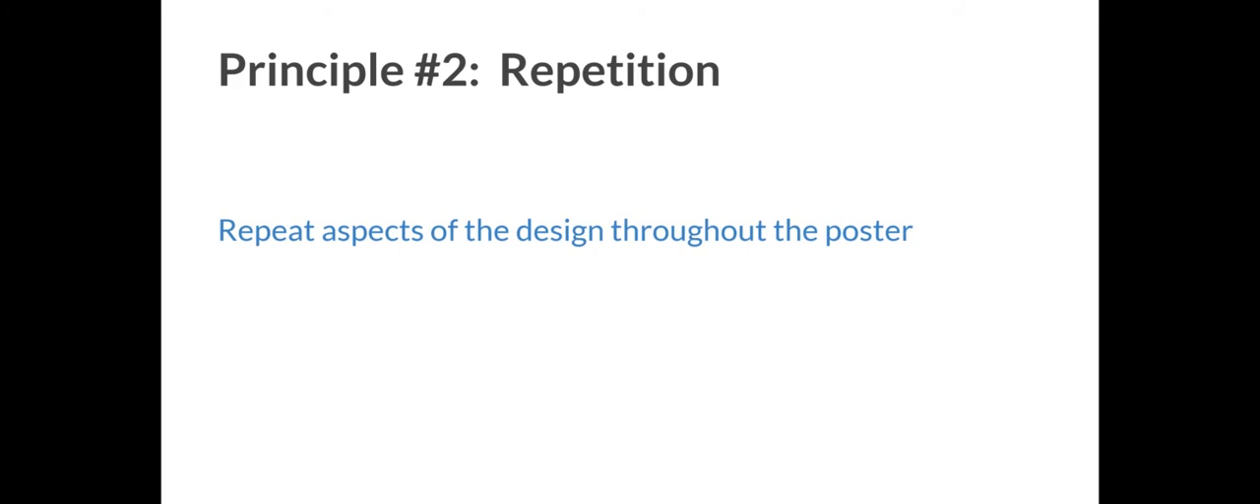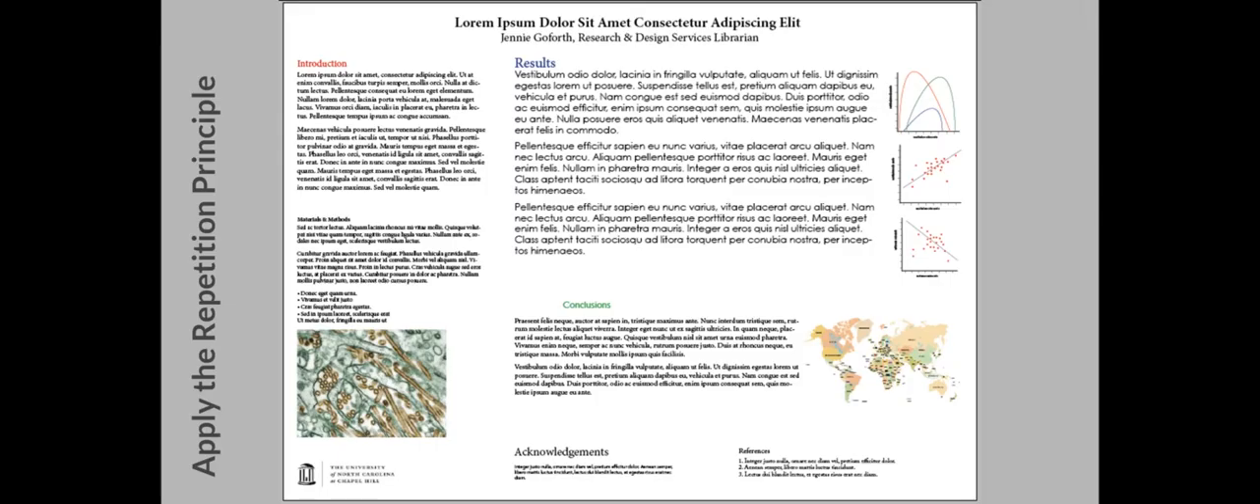Principle number 2 is repetition. You want to repeat aspects of the design throughout the poster. That would be color, font. Here, have they applied the repetition principle? What do you think? Are all of the headings the same color font? No. Are all the headings the same font size? No. Are all the headings the same font? No. What about the font in general? It seems like they're using about 3 or 4 of these.